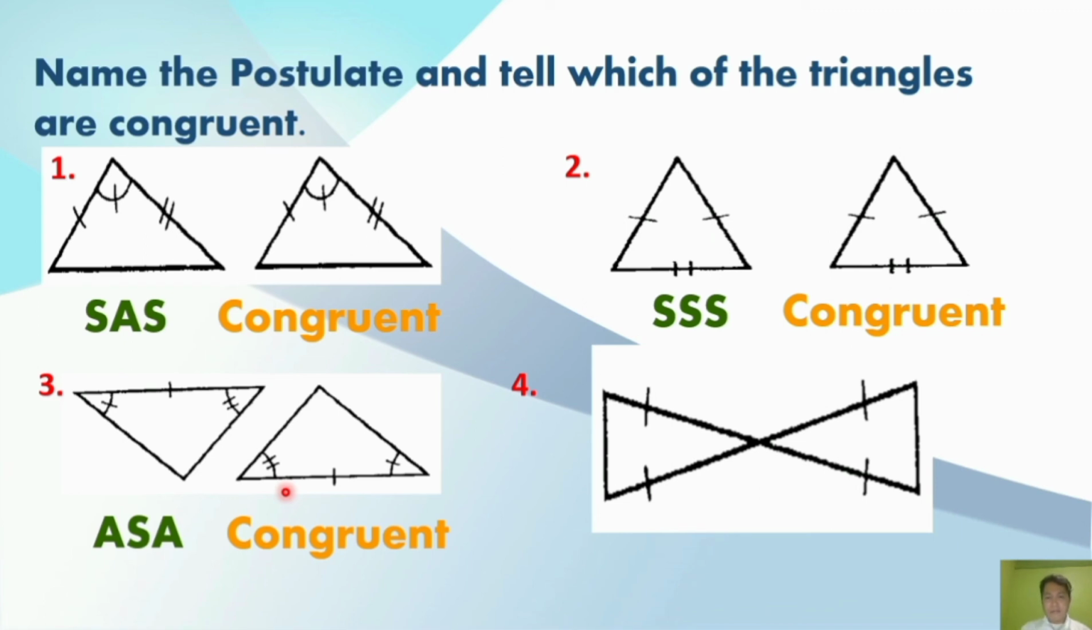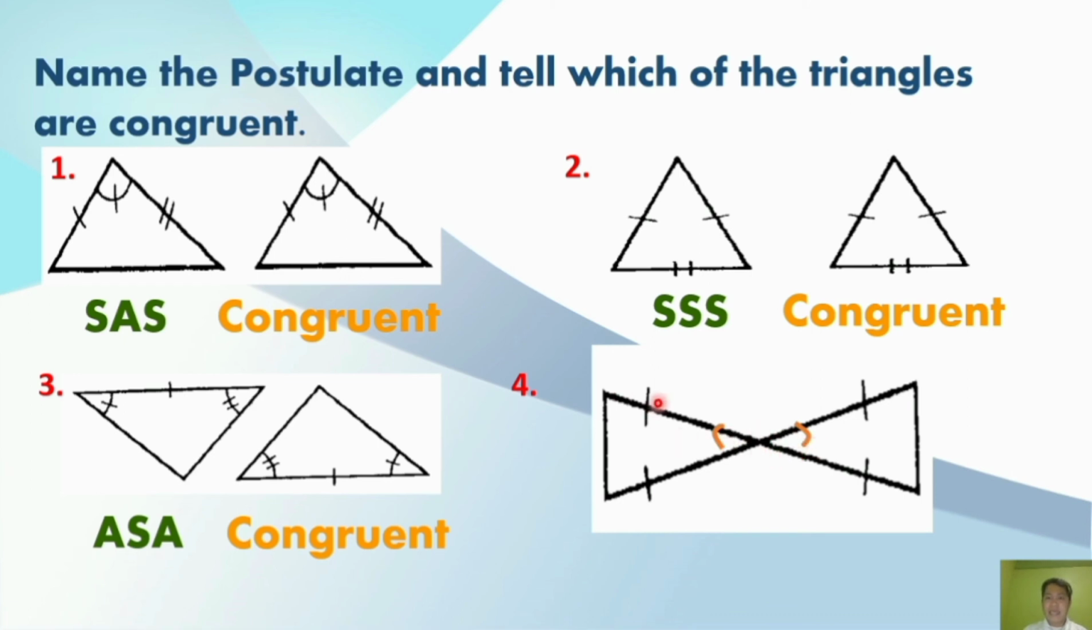In number 4, what are the pairs of corresponding parts that are marked congruent? We have this side here and this side. So there are only 2 pairs. But obviously, these angles here are vertical angles, meaning they are congruent because they are vertical angles. Vertical angles are formed when 2 intersecting lines or line segments form opposite angles. Ang tawag natin dyan ay vertical angles, and they are congruent.